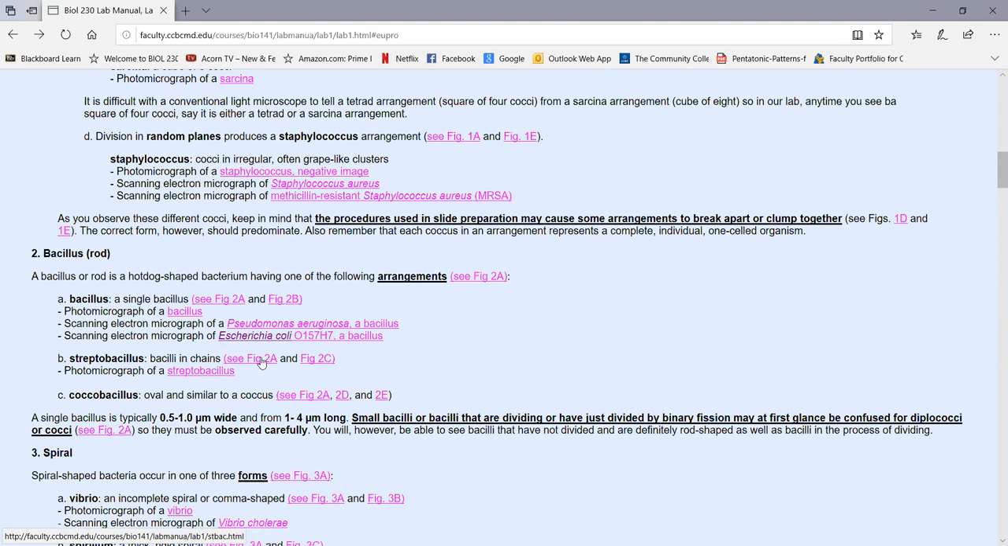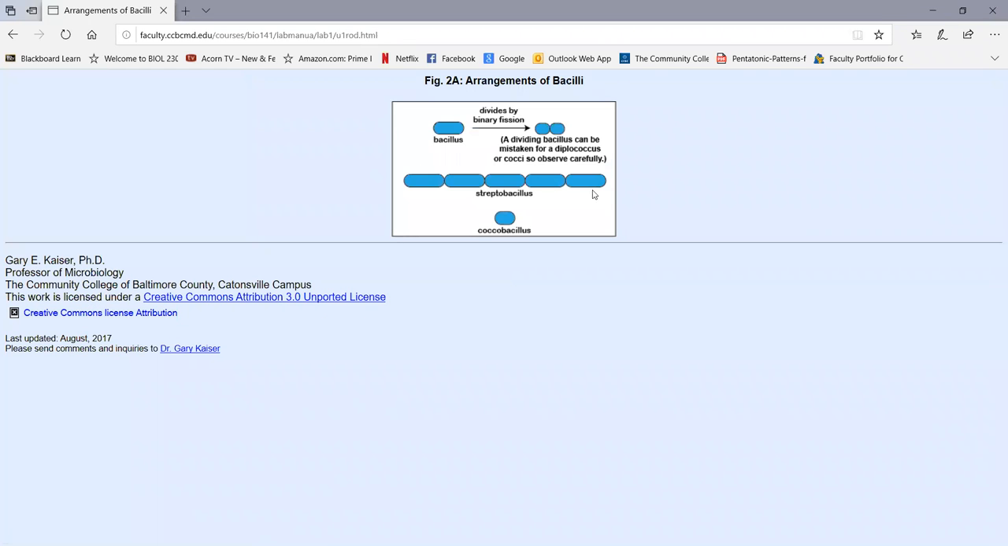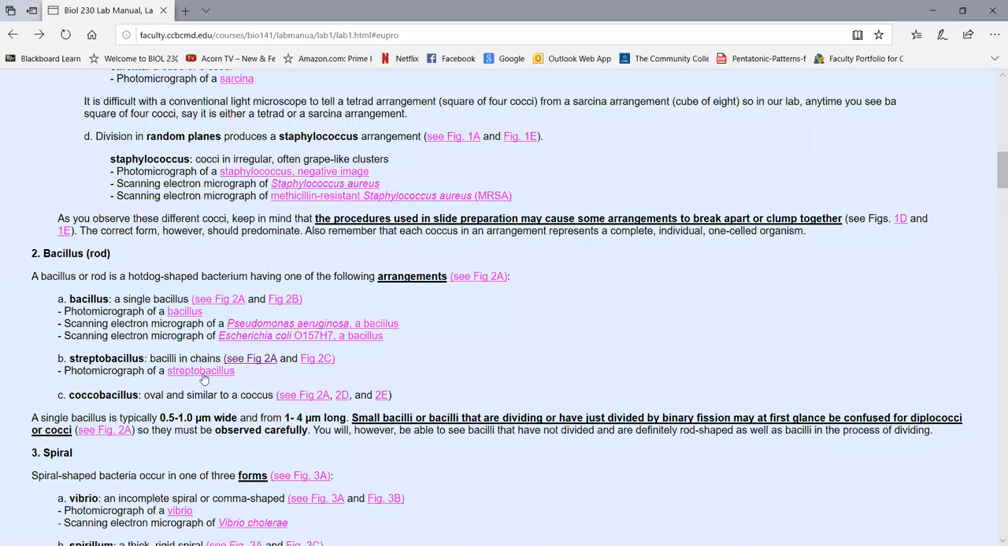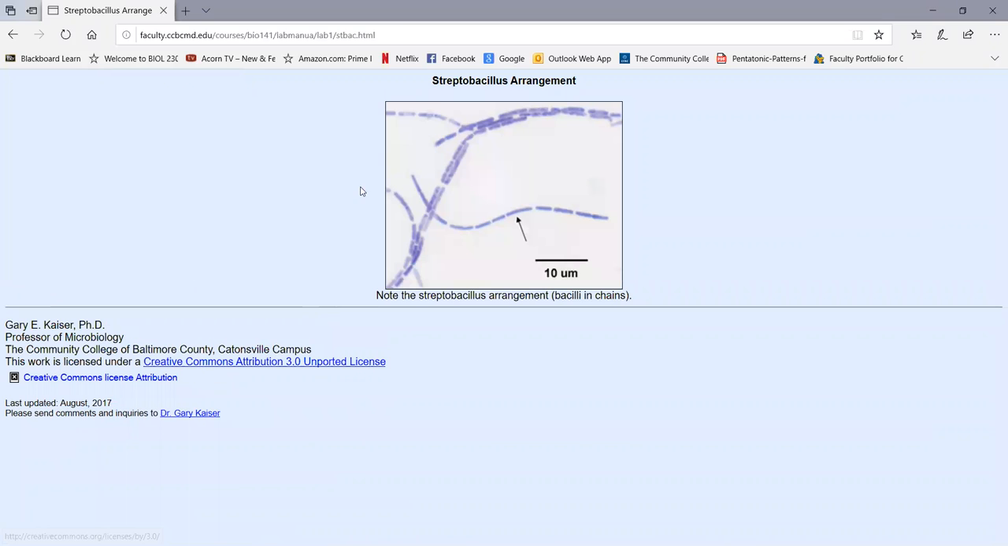And then a streptobacillus would be bacilli in chains. And here we see a photomicrograph of a streptobacillus. So you see a number of bacilli connected together in a long chain.